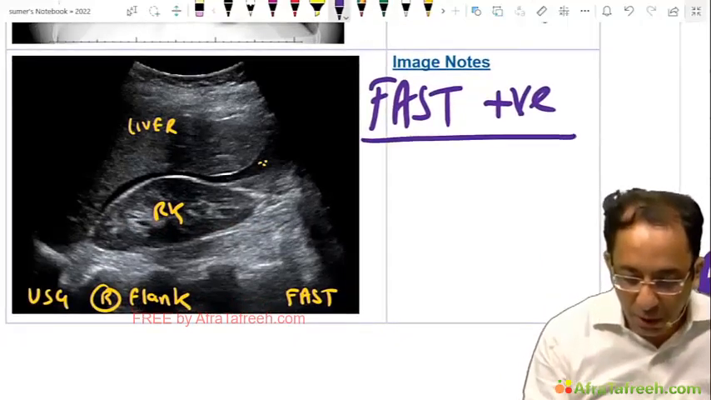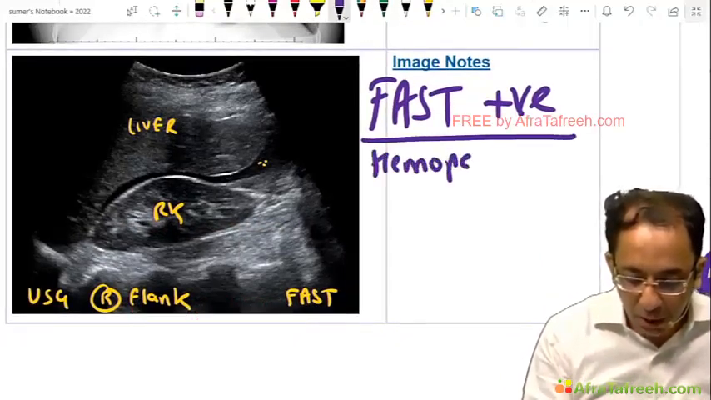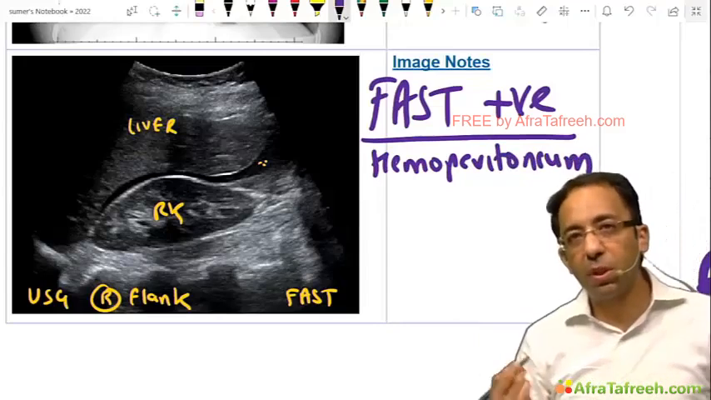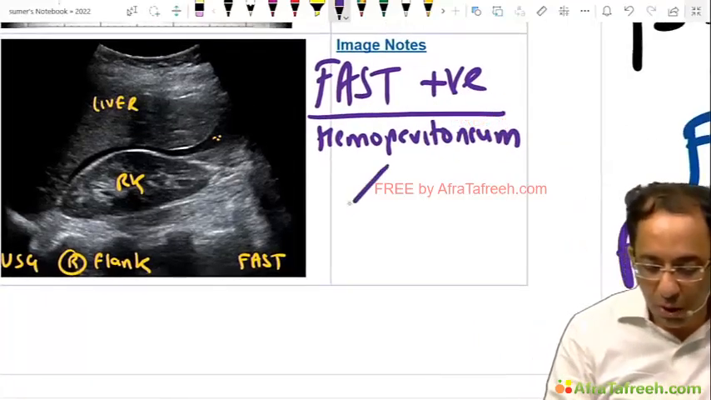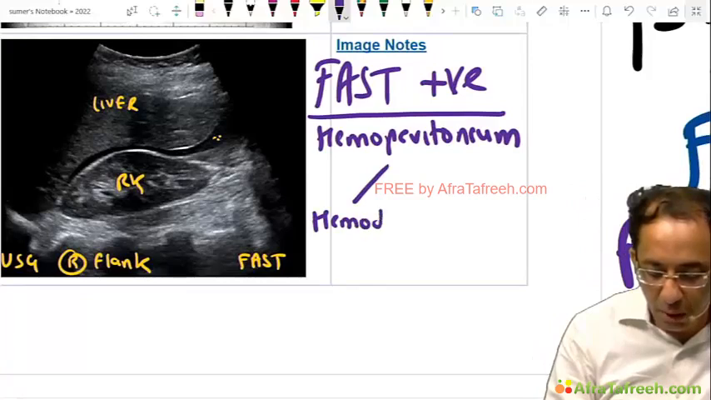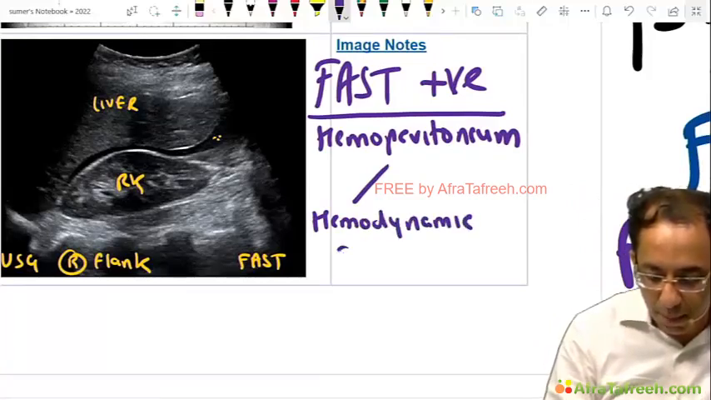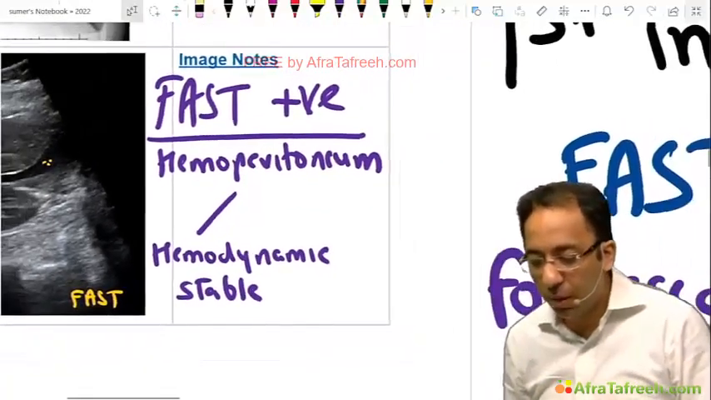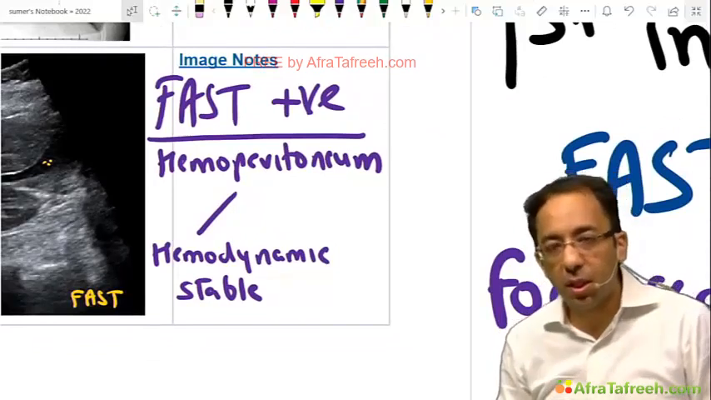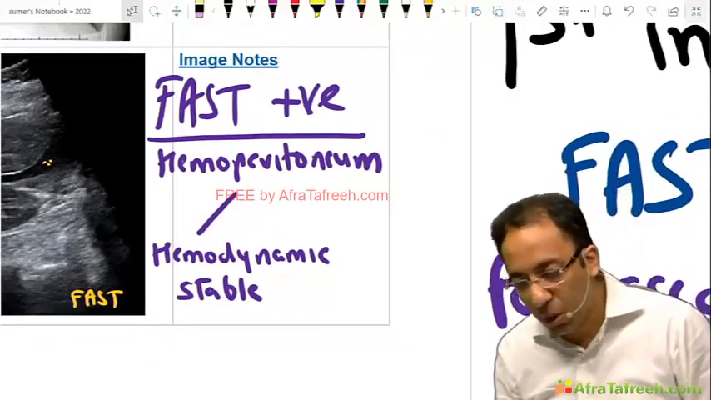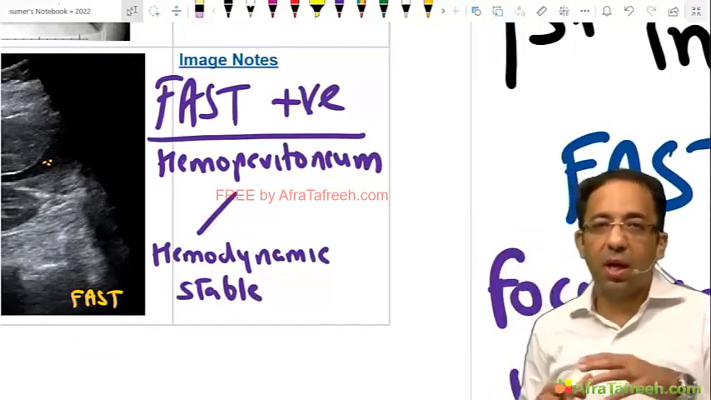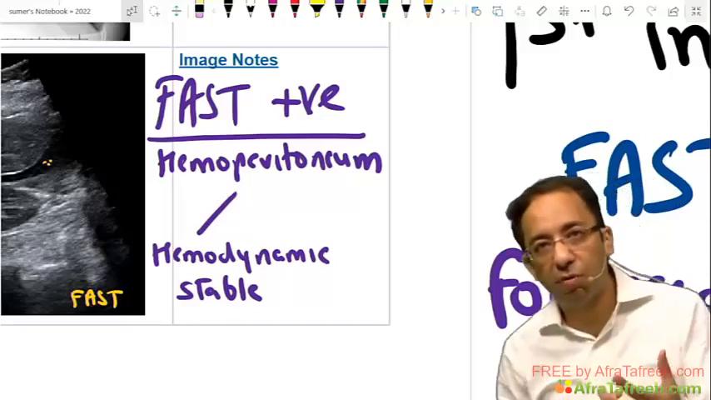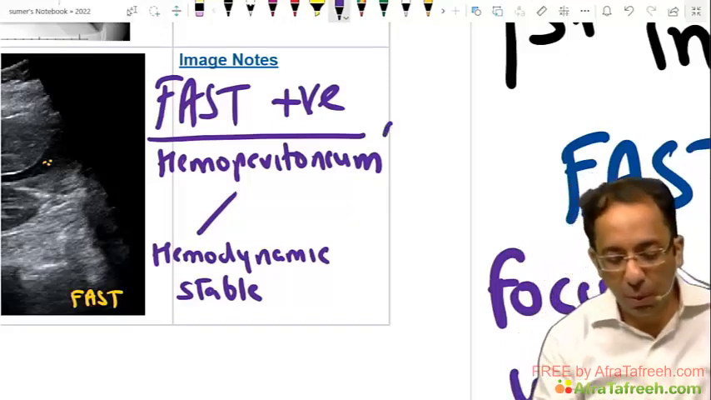So what does this mean? FAST positive means that there is hemoperitoneum. And why is there hemoperitoneum in a patient with trauma? There must be some solid organ rupture. Now, if the patient is hemodynamically stable, what will you do? Listen to me everybody and answer this question, very important. If a patient has a road traffic accident, you do a FAST, and if you have a minimum of 100 ml of blood in the peritoneal cavity, you can see it on FAST. If the FAST is positive, that means there is hemoperitoneum.